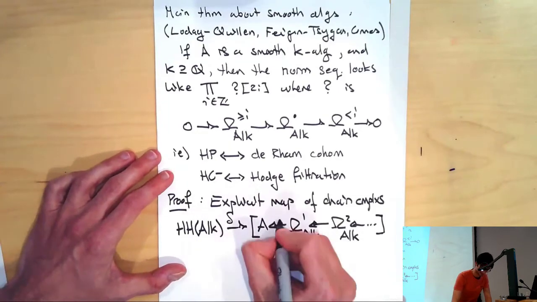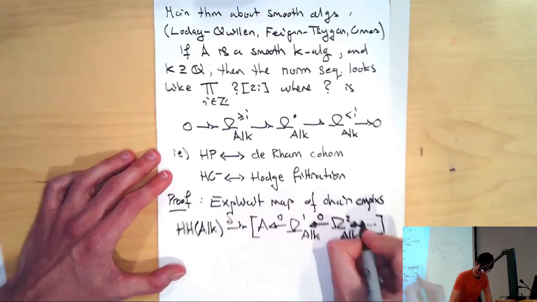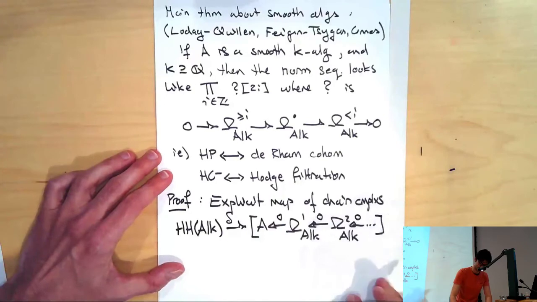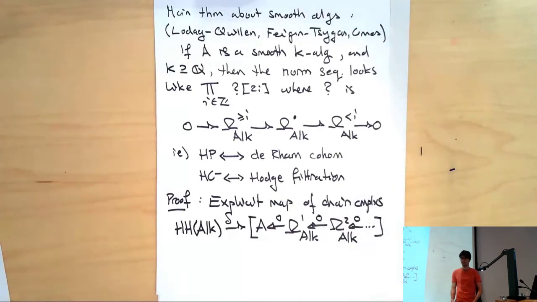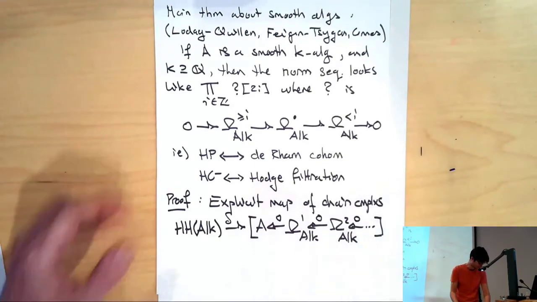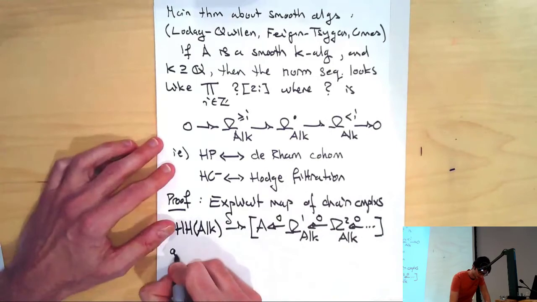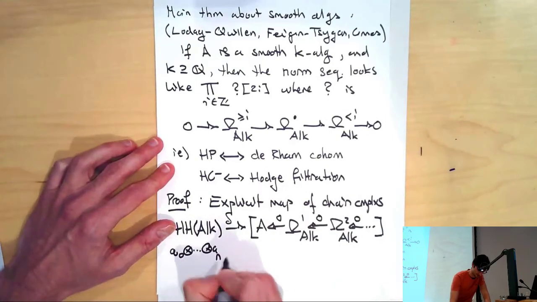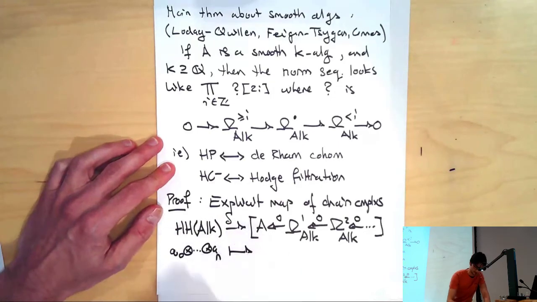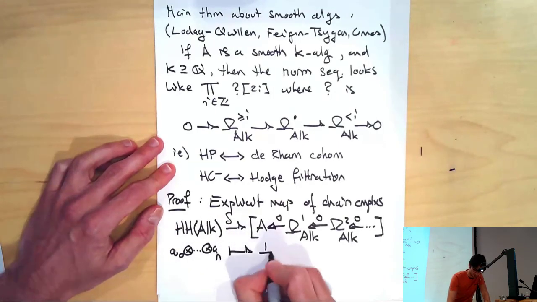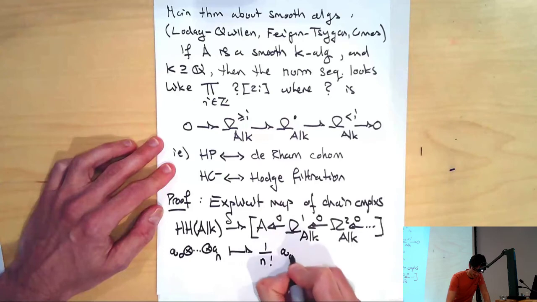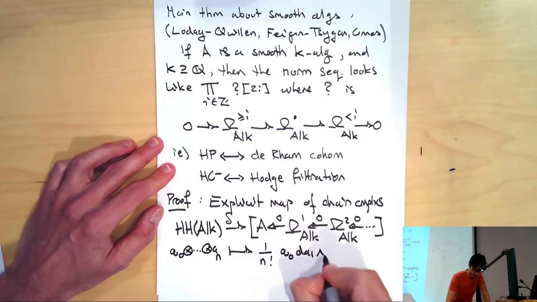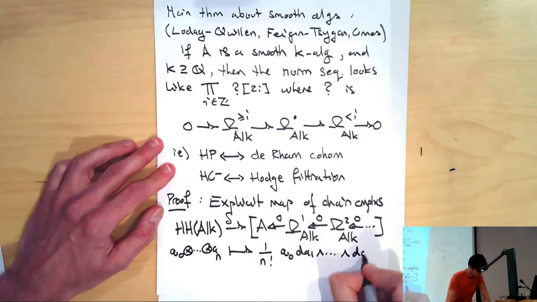What are the maps? There's 0. What else could they be? There's no reasonable maps. Thank you. So it's not the de Rham complex, indeed, because I'm trying to write down a map of chain complexes. How do I do this? I send some symbol A0 tensor through An, that's sitting in degree n of the Hochschild complex, and I send it to 1 over n factorial, A0 dA1 wedge, and so on, wedge dAn.